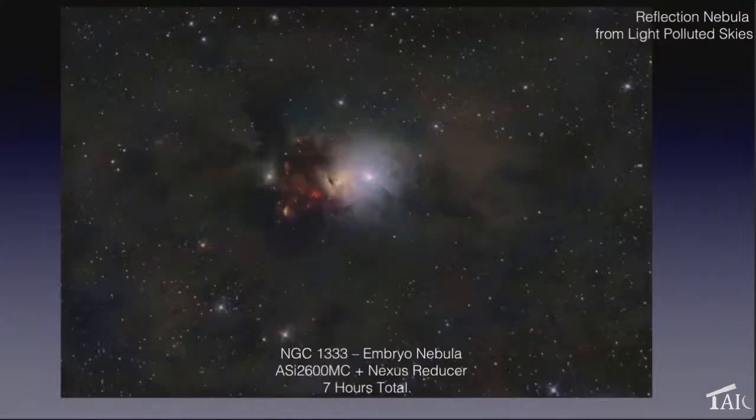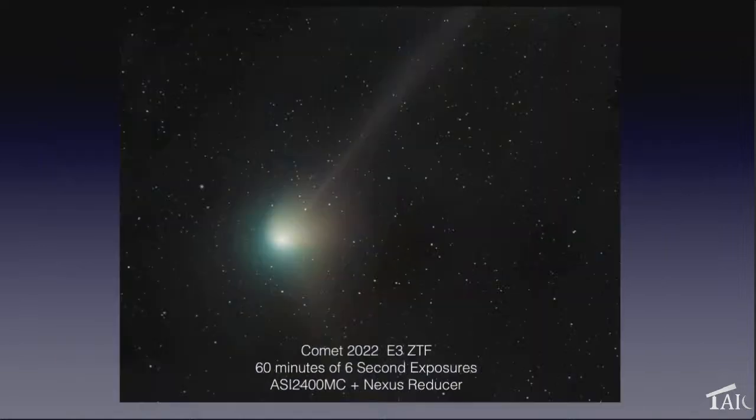Now here's an example of a reflection nebula caught in Bortle 7 sky. So I'm in light polluted skies, and yet I shot this. This was 7 hours, but you can get some of these reflection nebulae even in light polluted skies. I think it's a testament to the light collecting power of that telescope. Again, the field of view is smaller, but if it fits in the field of view, you can get some pretty decent images.